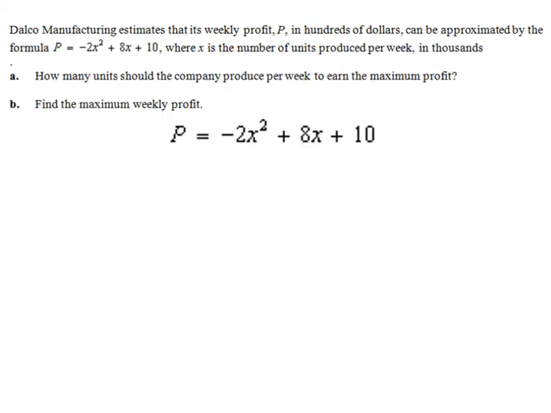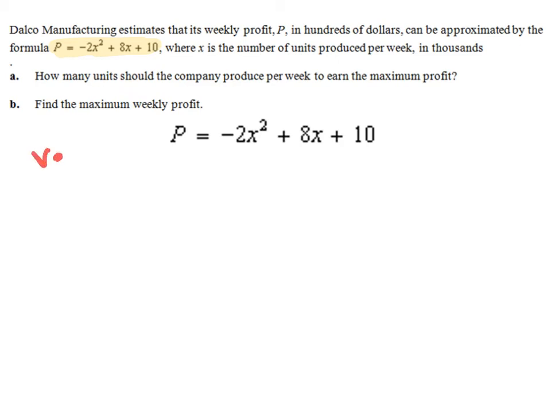For the next example, it says Dalco Manufacturing estimates that the weekly profit P in hundreds of dollars can be approximated by the formula P equals negative 2x squared plus 8x plus 10, where x is the number of units produced per week in thousands. It says how many units should the company produce per week to earn the maximum profit. Now, in order to do this, we need to calculate the vertex.